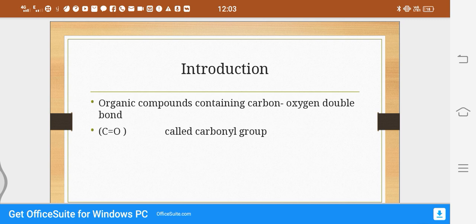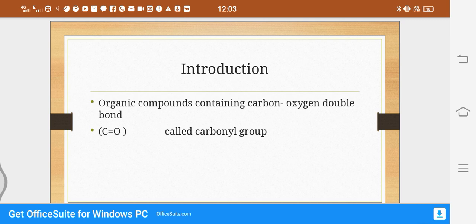Both aldehydes and ketones contain the carbon-oxygen double bond as a functional group. Therefore, they are called carbonyl compounds. In aldehydes, the carbonyl carbon is bonded to at least one hydrogen, apart from an alkyl or aryl group.